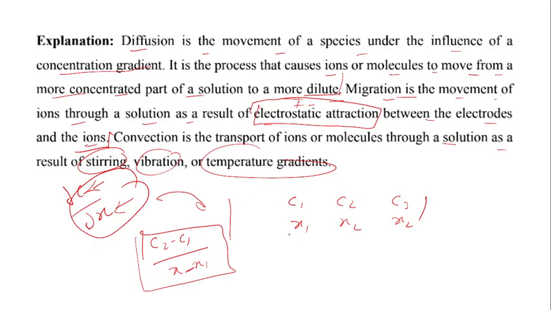X is distance. Suppose this is your electrode, and this is the electrolyte. So you are moving far from the electrode. Suppose here the concentration is C1; if you are moving from the electrode, the concentration of ion will change. So you are going to measure what concentration change occurs if you are moving apart from the electrode. Clear?